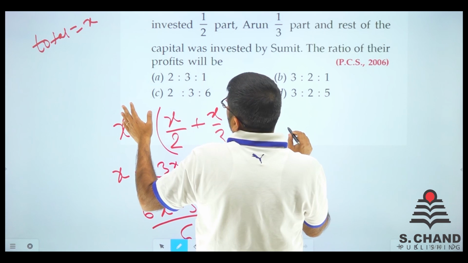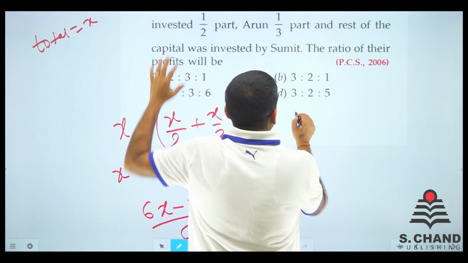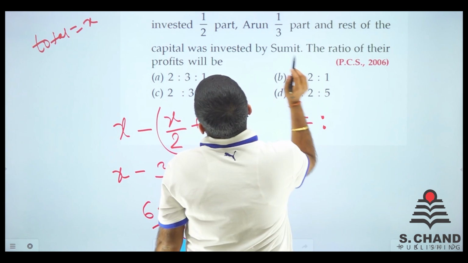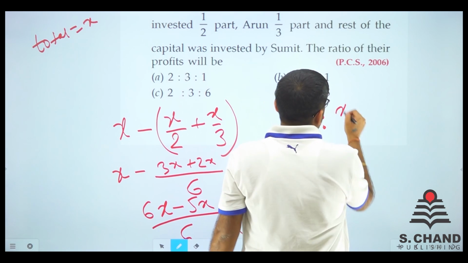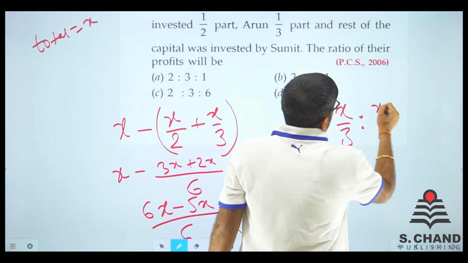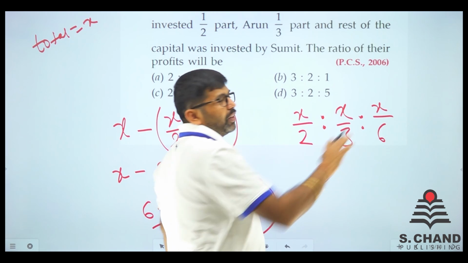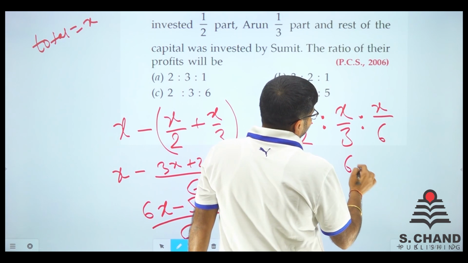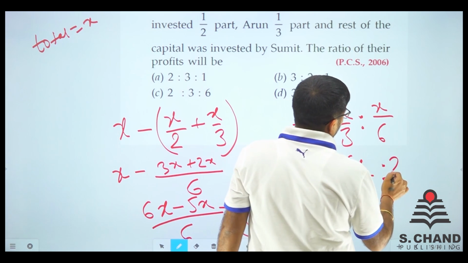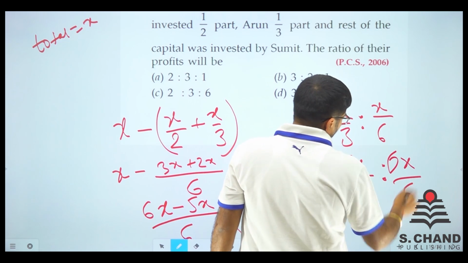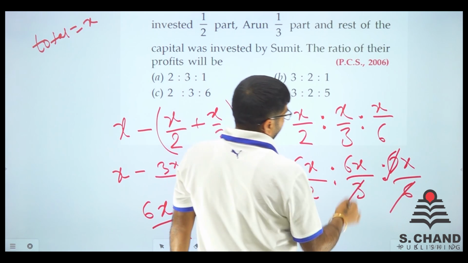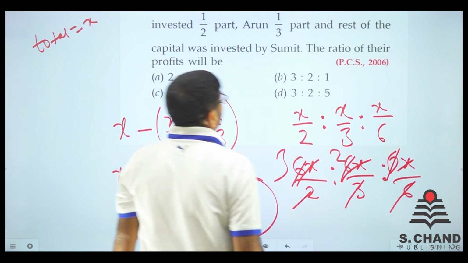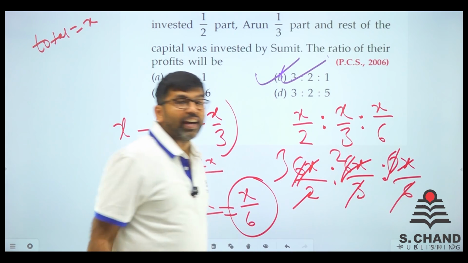So the ratio of their profit will be as per their investment. So it was x/2 invested by Rahul. We have Arun, so Arun is x/3. And then Sumit is x/6. Multiply everything by 6, right? So it is like 6x by 2, 6x by 3, 6x by 6. So it will be 3, then 2, then 1. X gets cancelled out. So 3 is to 2 is to 1. Here we go. We have the answer.